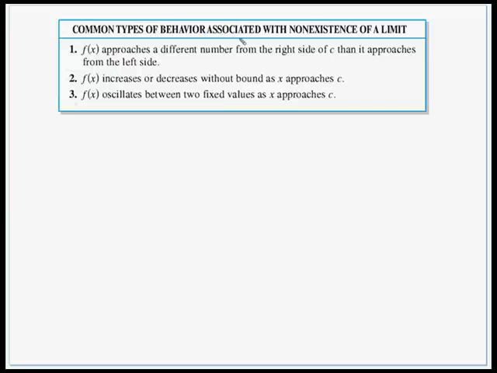So, common types of behavior associated with the non-existence of a limit. If the function approaches different numbers from the left and right side, the limit does not exist. If f increases or decreases without bound as we approach our number c, the limit does not exist. Or if our function oscillates between two fixed values, the limit does not exist.